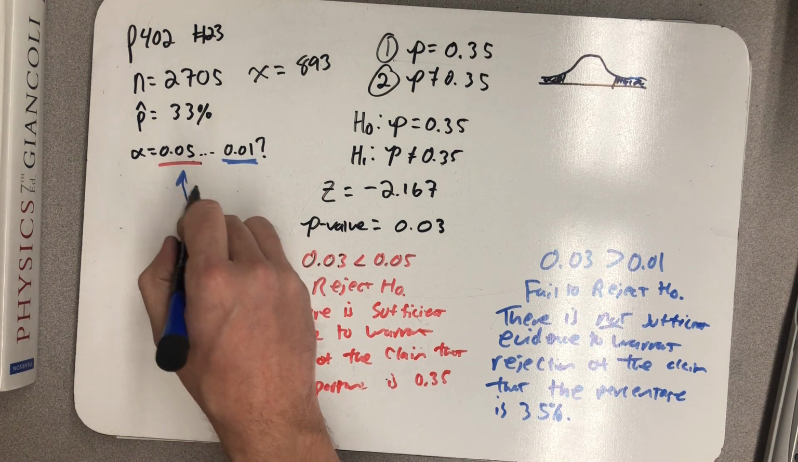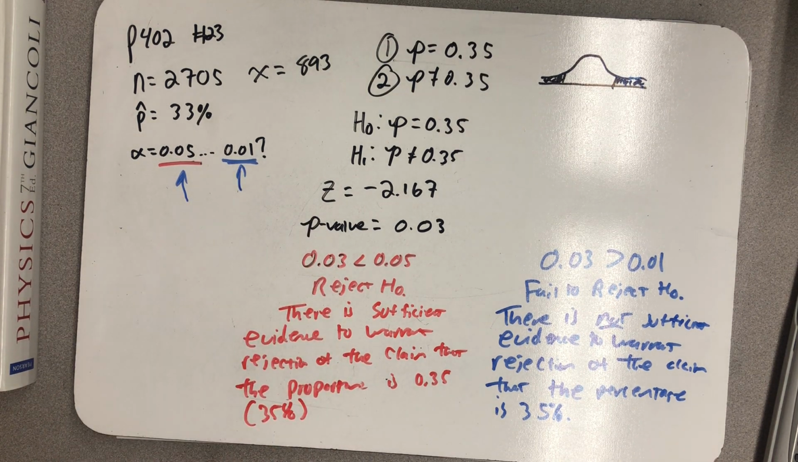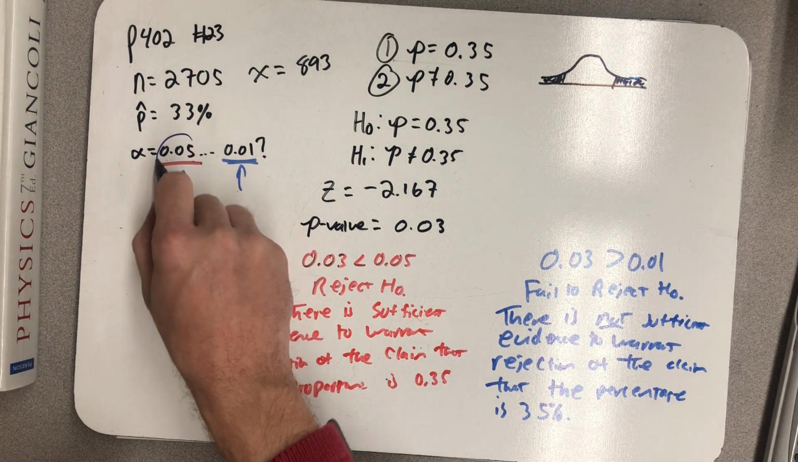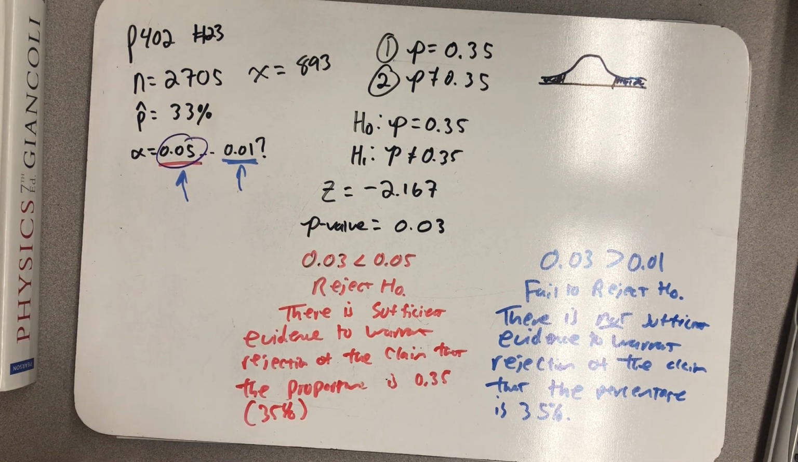So different significance levels can end up with different conclusions. And this is why when you're doing hypothesis testing and statistics in general, you choose a significance level first. You don't do it after you've started collecting data and doing hypothesis tests, because it can affect your results. And then you can be accused of bias.